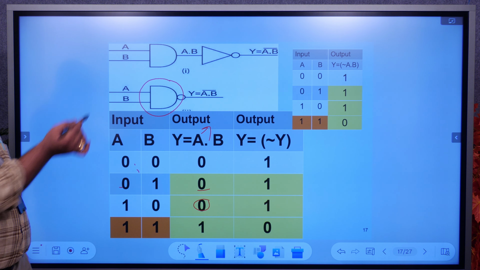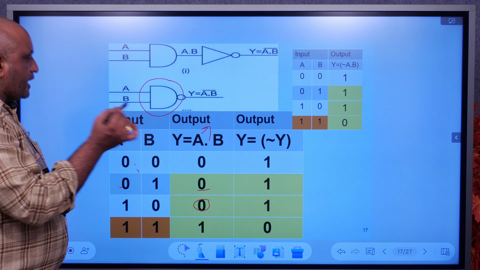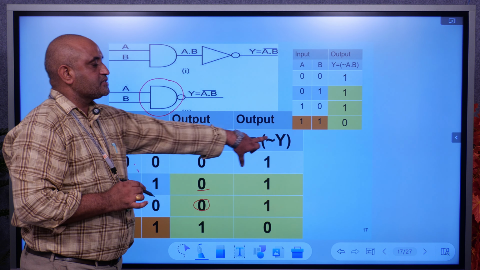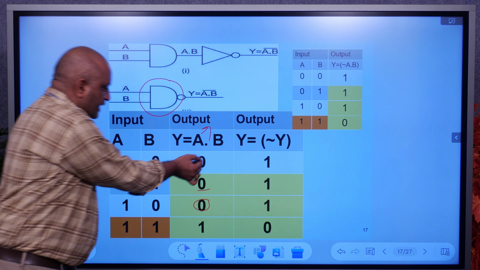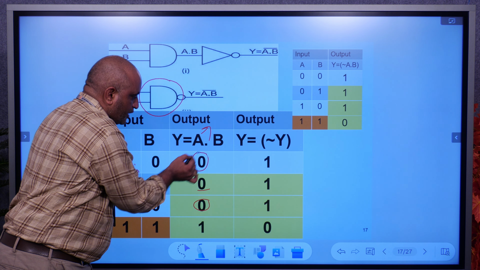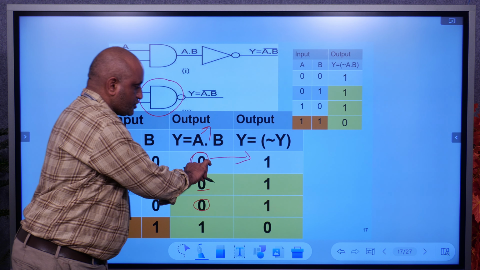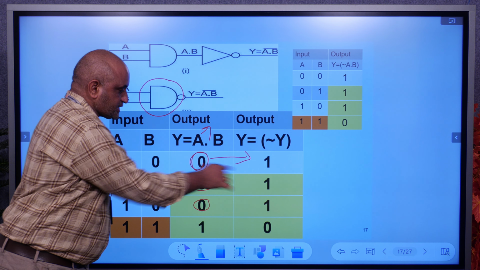Then this AND gate output is applied to the NOT gate. This is also called Y bar. Okay, it simply inverts. In the case of the AND gate, an output of 0 converted by the NOT gate becomes 1, and 1 is converted into 0.